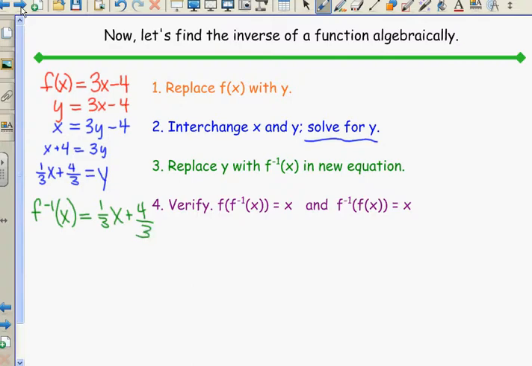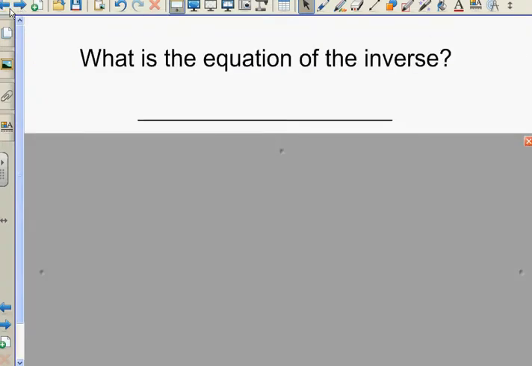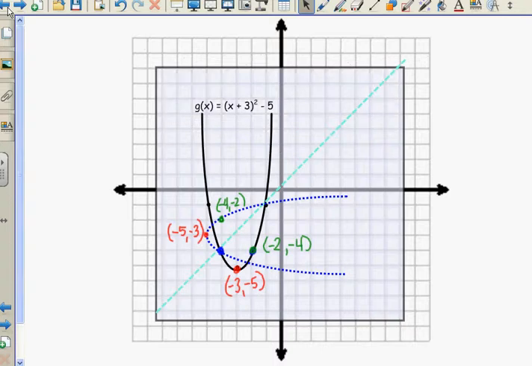And then it says now verify. So do your compositions. Well, we already did. We know that when we plug these into each other, we get out x. But it's very simple to find the inverse algebraically. You just switch x and y and then solve. So let's go back to this. How do we find the equation of what's going on with this sideways quadratic?